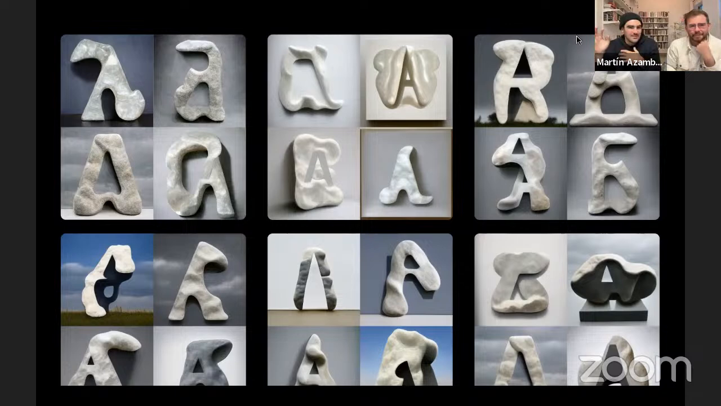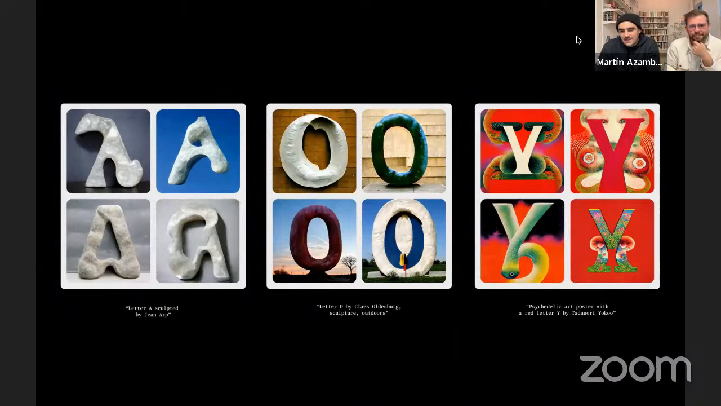So after this, we said, okay, let's make a list of artists that we like, that we admire, and then we started to play with different prompts. And sometimes we add a word or something that describes the work of the artist. For example, on the right, you can see psychedelic art of Tadanori Yokoo, who is also one of our favorite artists. And the results were amazing. Tadanori Yokoo results are also some of my favorites of the book.